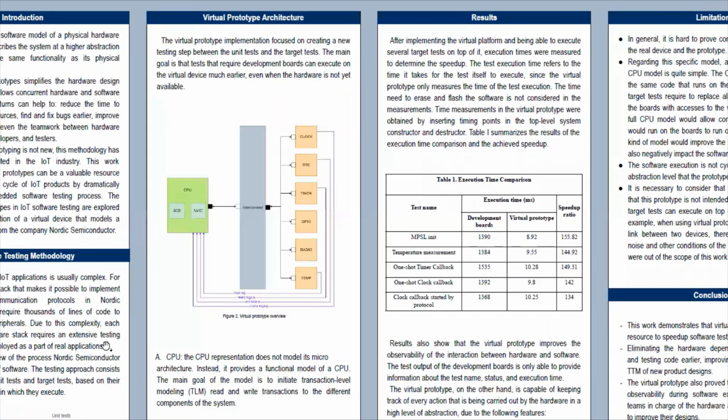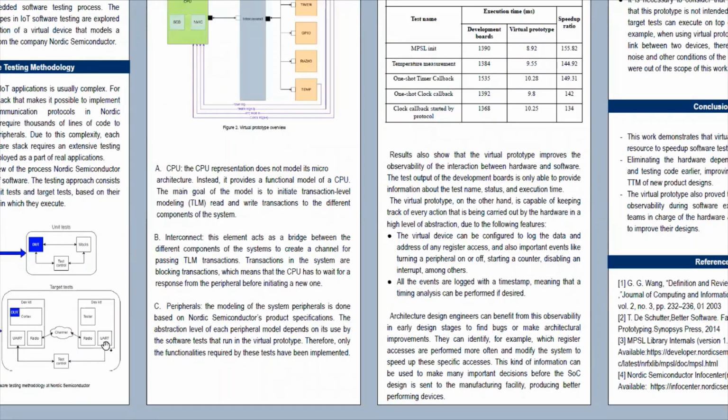The CPU model does not model the instruction-set architecture, and instead it provides a functional model. The main goal of the CPU is to initiate TLM read and write transactions to the different components of the system. The interconnect element acts as a bridge between the components of the system and creates a channel for TLM transactions. And finally, the peripherals.